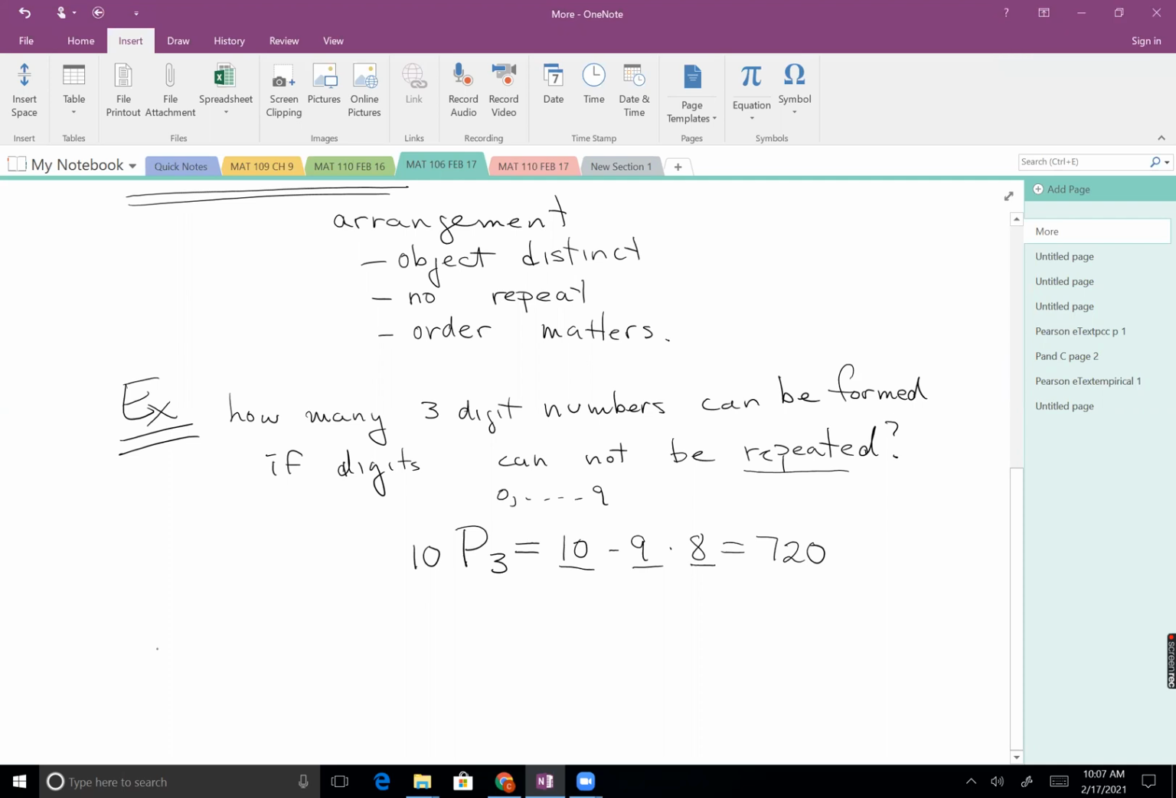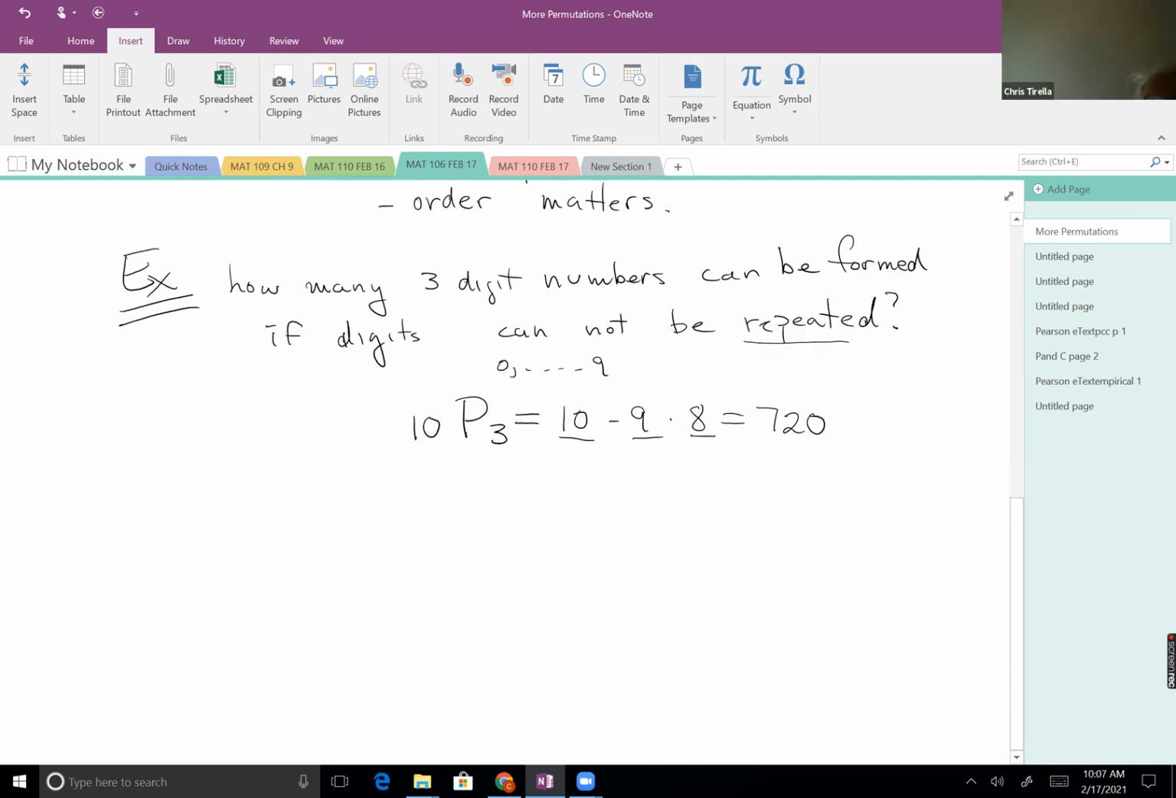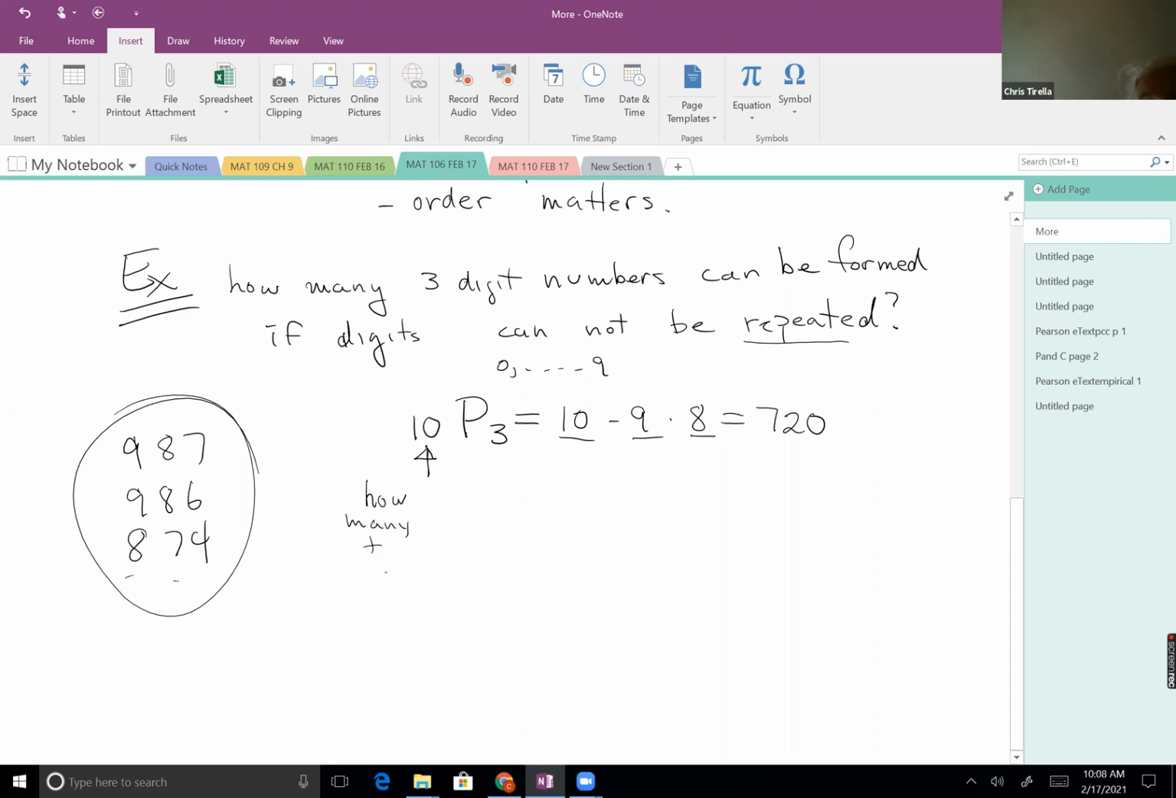How is that a 3-digit number? I don't understand that part. Okay, what the question is saying is I can use any of the digits 0 through 9, and I want to come up with a 3-digit number. So it could be 987, it could be 986, it could be 874. I'm saying, what's the total number of 3-digit numbers that I can come up with? 10 says how many digits I have to choose from. There's 10 digits, and 3 says how many I'm using.